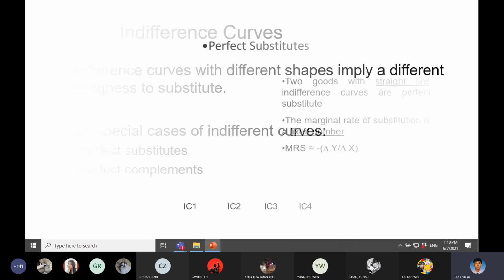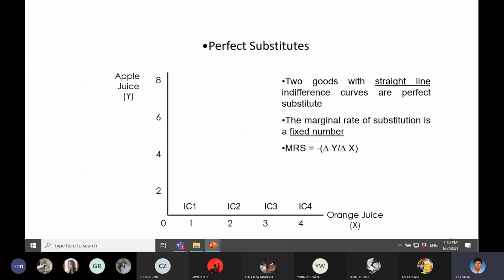For example, let us say we have perfect substitutes. Perfect substitute means that one is a perfect substitute for another. Let's say we have apple juice and orange juice. They are considered perfect substitutes for one another, meaning that if you cannot drink apple juice, you can substitute with orange juice. No problem. Just like Pepsi and Coca-Cola. No difference. Perfect substitutes for one another. For most people, they feel no difference.